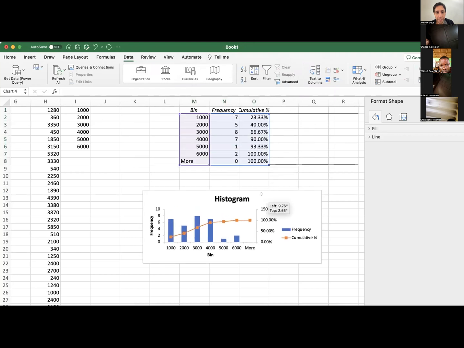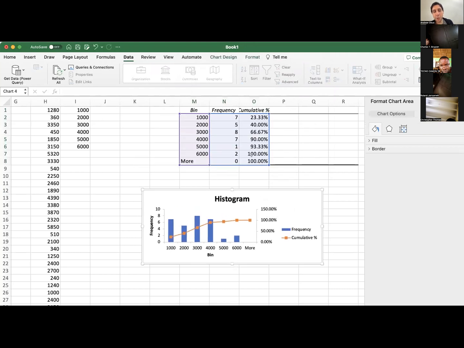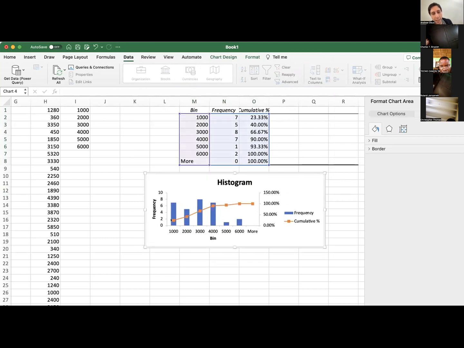And now look what we have. It adds a cumulative column. It expresses it in terms of percentages. I expressed it in terms of a decimal, but it's easy to go between percentages and decimals. You just have to move the decimal point 2 spaces. So it has here 23.33%, 40%, 67%, 90, 93, and then 100%. And then it gives you the cumulative frequency plot.